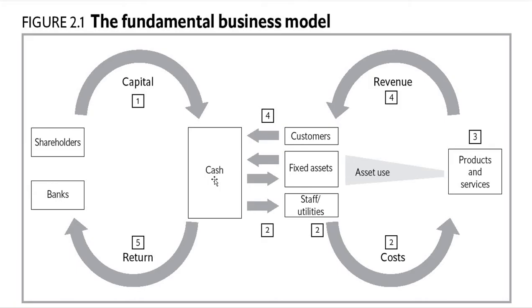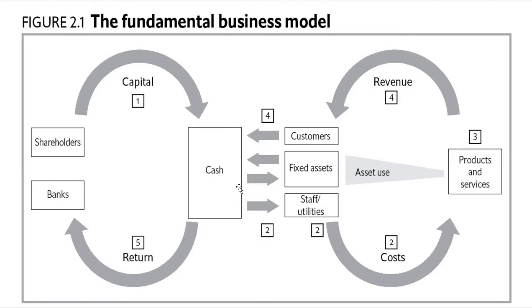Now, this cash, the entity will be using this cash in order to purchase, or convert it into, fixed assets. So they will convert it into fixed assets. These fixed assets, they are going to use the assets so that they can produce products and services.